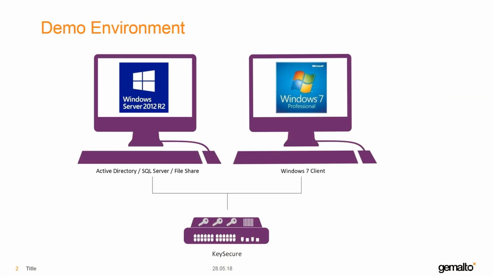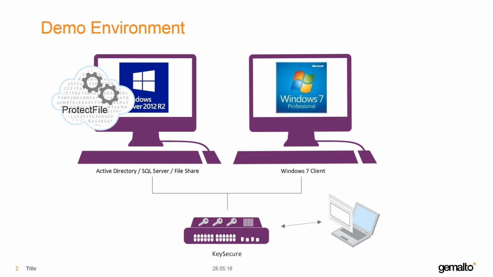I will be using a virtual environment for this demonstration consisting of one Windows 2012 R2 server, which acts as my Active Directory server, my Windows file server, and my SQL database server, and one Windows 7 desktop as my client. The Protect File Connector, or agent, is installed on the Windows 2012 R2 server. And of course, I'm also running a third virtual server, which is the KeySecure Virtual Appliance, which we are accessing via the HTTPS graphical interface.